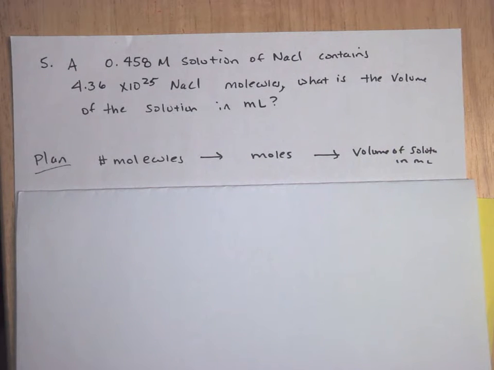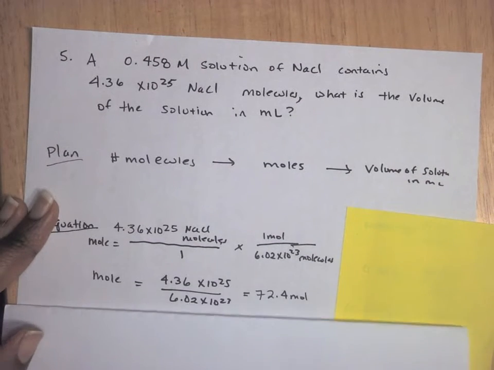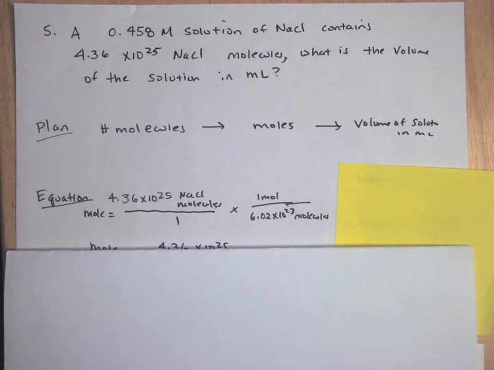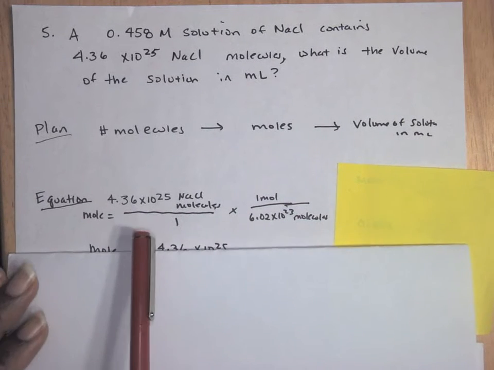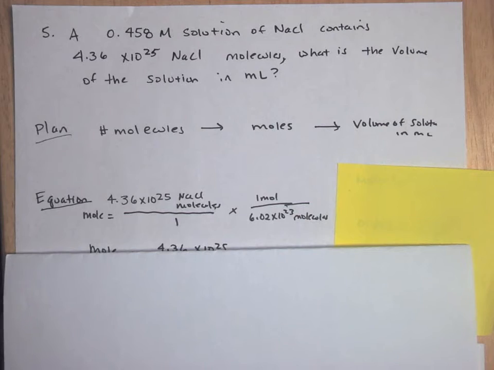All right. Now that we have that, I'm going to always show you using the equations first, and then I'll show you what the dimensional analysis setup looks like. Okay, so if we're going from number of molecules to moles, I'm going to use the 1 mole is equal to 6.02 times 10 to the 23.